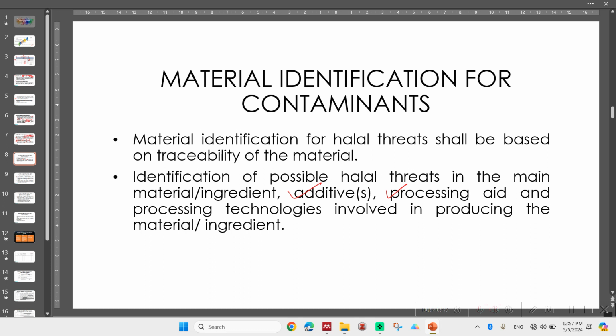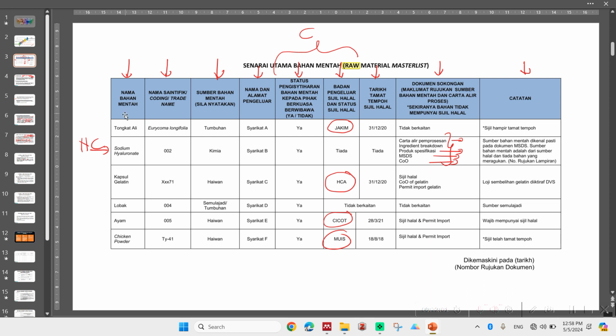You may use some brushes. These brushes are one of the processing aids, and some brushes are actually made from pig bristle, bulu babi. So these processing aids shall also be recorded in this table. If you look at this raw material master list given by JAKIM, the information they state as raw material only talks about ingredients. Actually, you need to add those brushes that get involved.